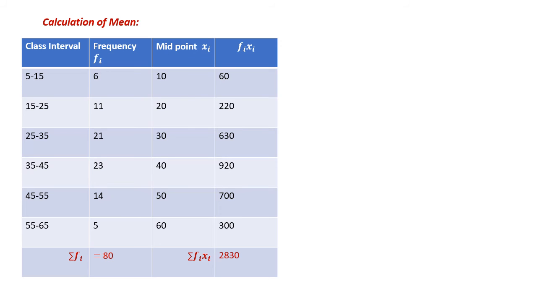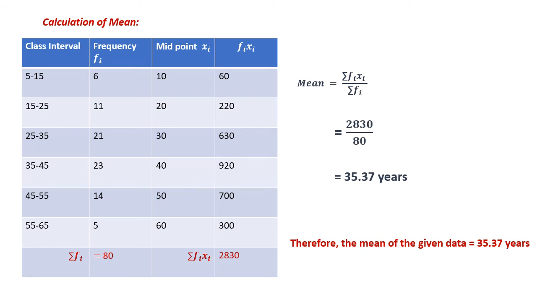Then Fi Xi: 6 into 10 is 60, 11 into 20 is 220, and so on. We multiply and find Fi Xi. For the formula, you all know that X bar is summation Fi Xi upon summation Fi. So we need the sum of Fi Xi and the sum of frequencies. The total is 2830 divided by 80, so we get 35.37 years. So we can see that the mean and mode are approximately the same.